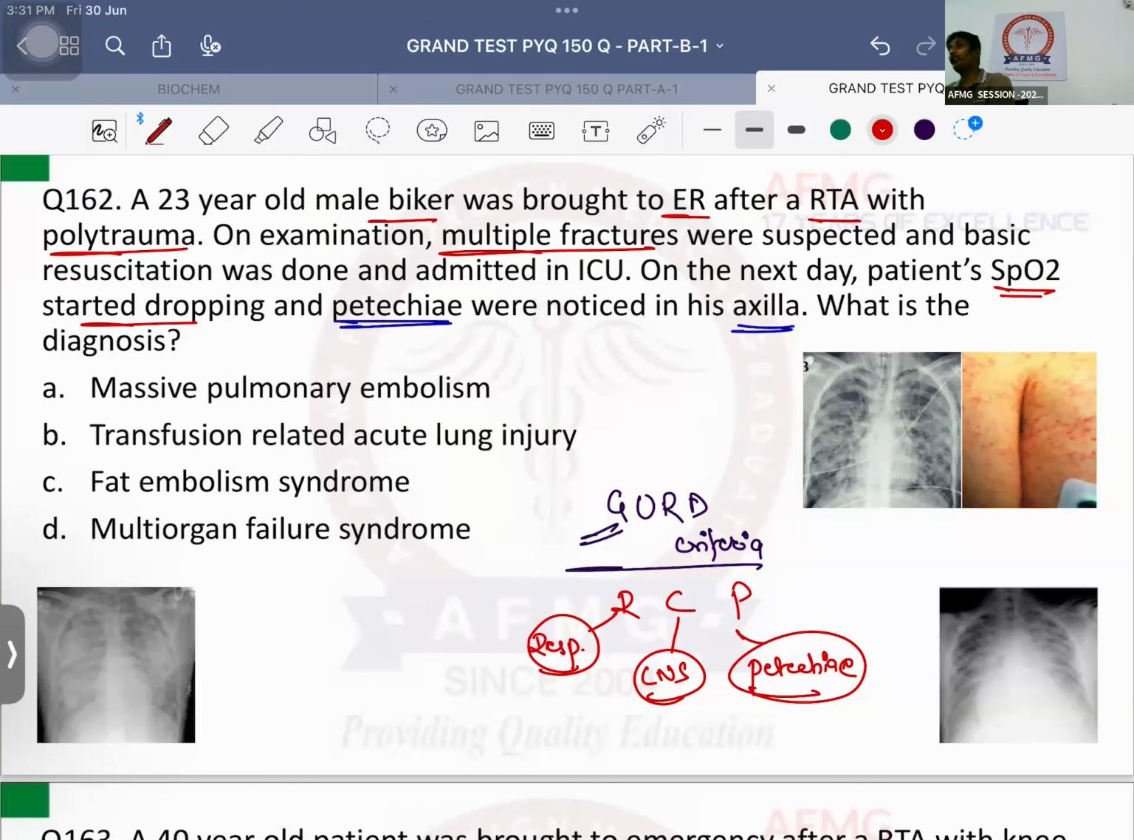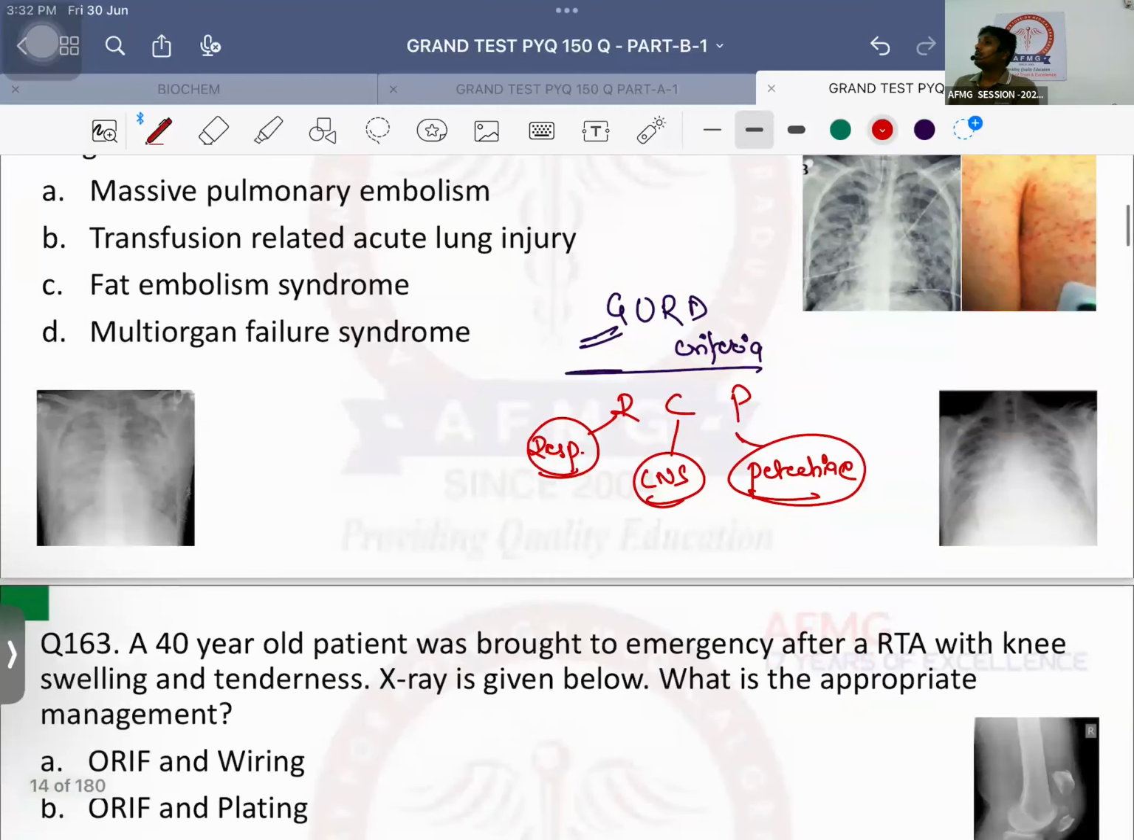तो मैं क्या बोल रहा हूँ? Not only after a long bone fracture, but after a case of polytrauma also the case can have fat embolism syndrome ना. क्योंकि in polytrauma also there are multiple fractures, there can be long bone fractures also, and when there are long bone fractures क्या होता है? The bone marrow में क्या होता है? Bone marrow में fat होता है ना.